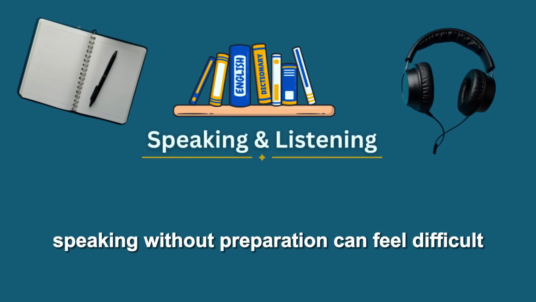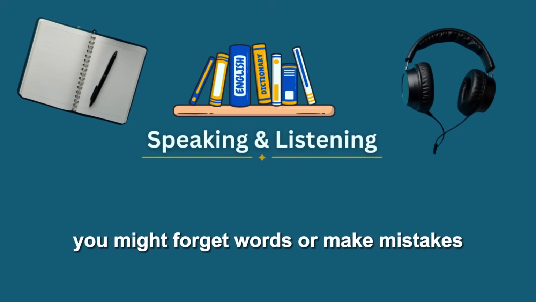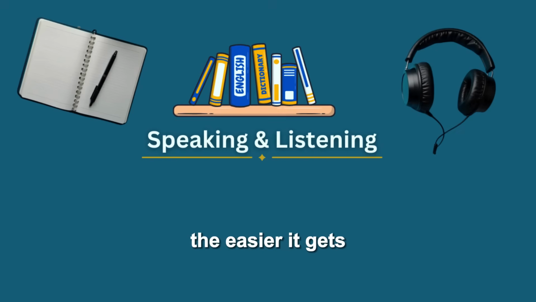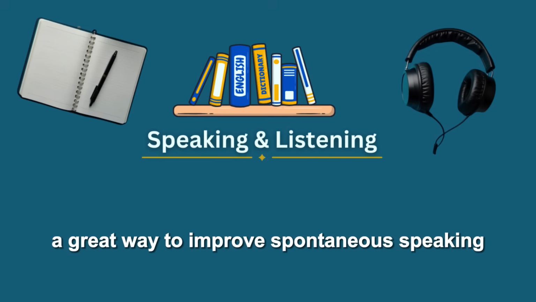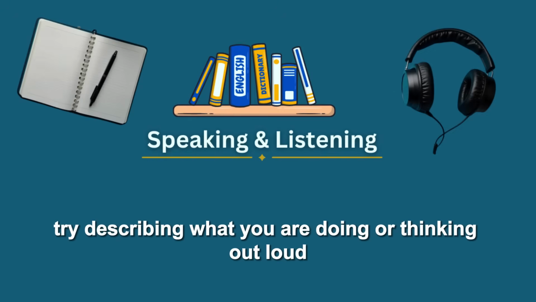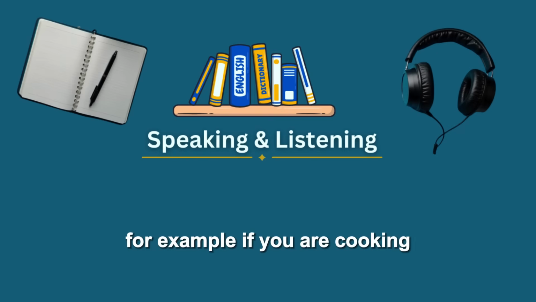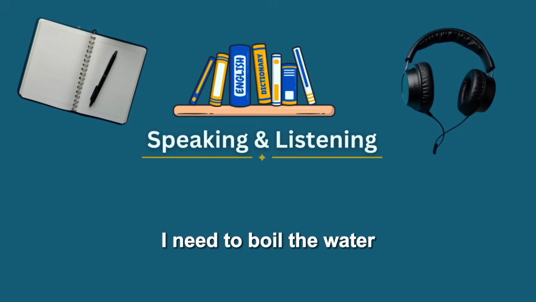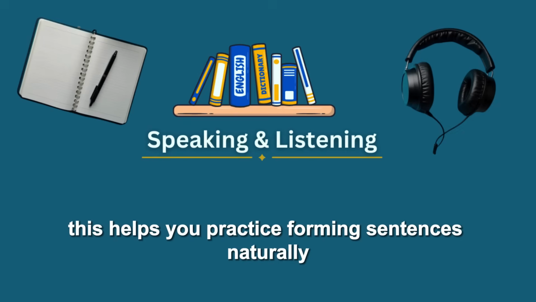At first, speaking without preparation can feel difficult. You might forget words or make mistakes. But that's okay. The more you practice, the easier it gets. A great way to improve spontaneous speaking is by talking to yourself in English. Try describing what you are doing or thinking out loud. For example, if you are cooking, you can say, "Now I am cutting the vegetables. I need to boil the water." This helps you practice forming sentences naturally.